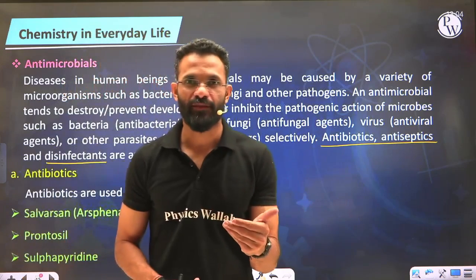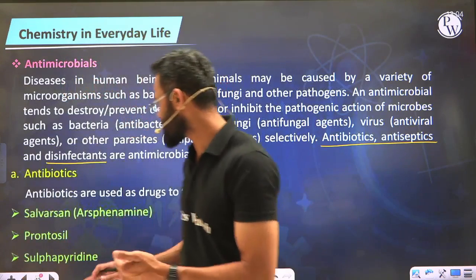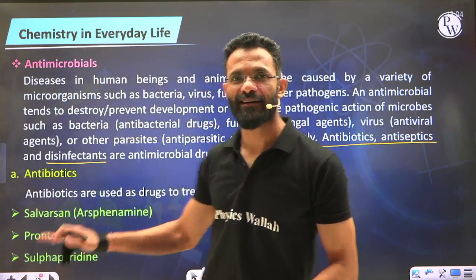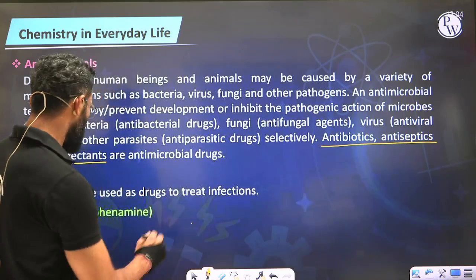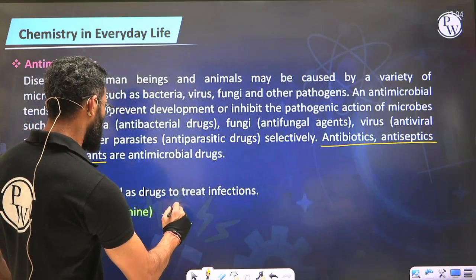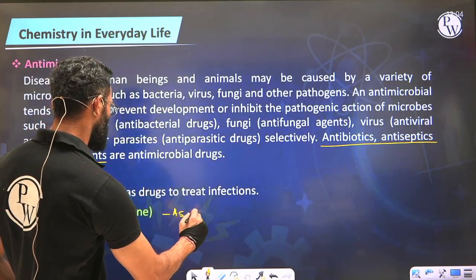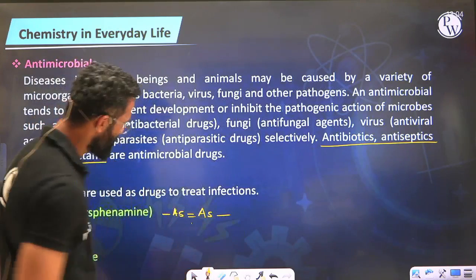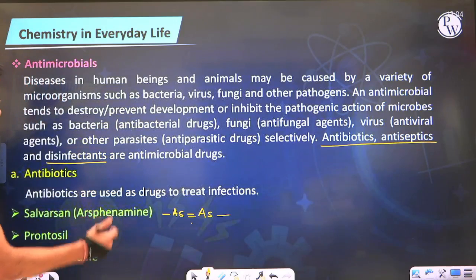Well guys, if you go back to the history, in earlier days when antibiotics were developed, the first antibiotic which was developed was salvarsan, which is basically a compound containing an arsenic double bond. Arsenic is a nitrogen family member. That drug was found to contain an arsenic double bond. So you call it arsphenamine.